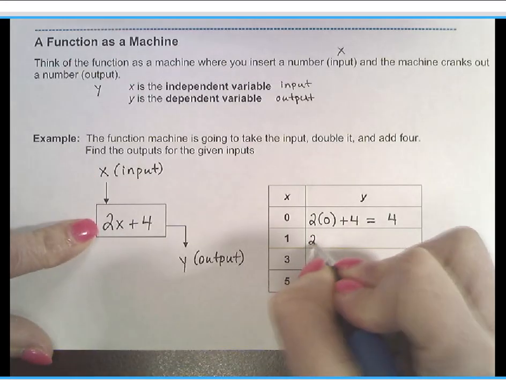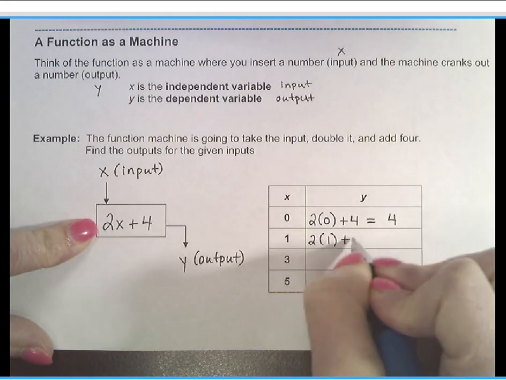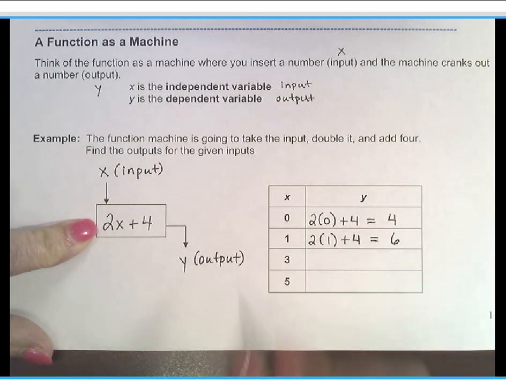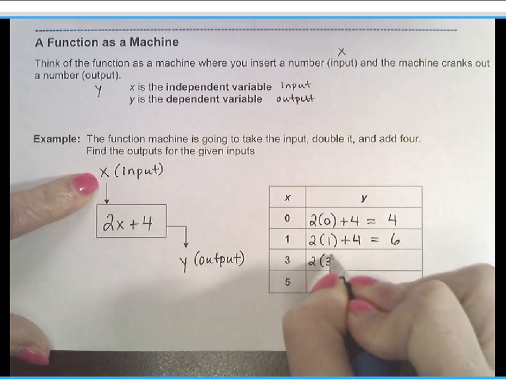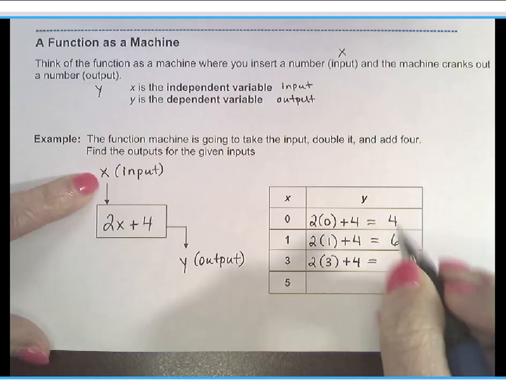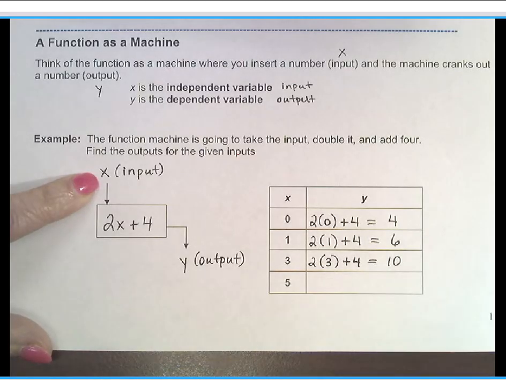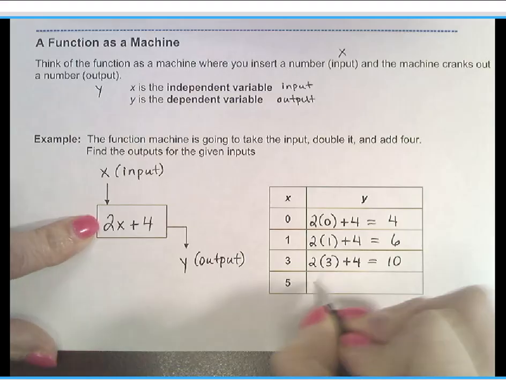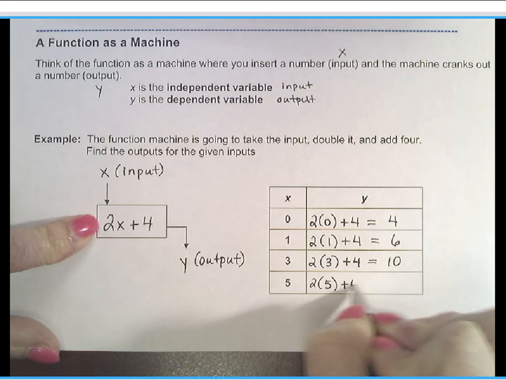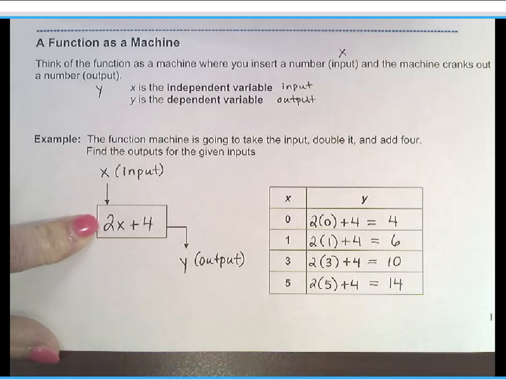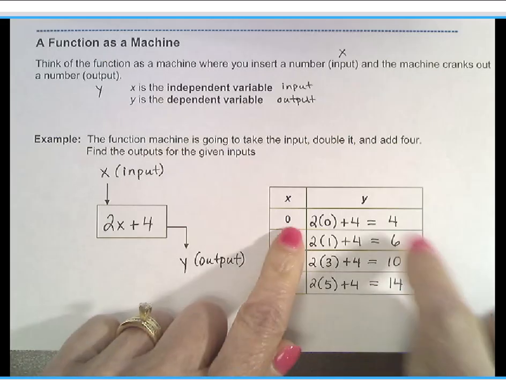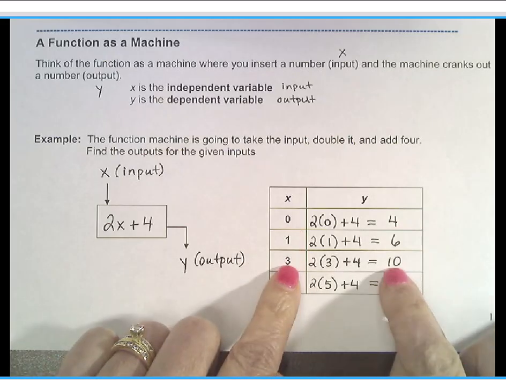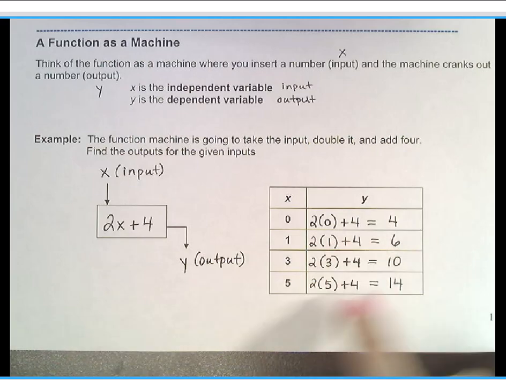If you put in 1, the machine is going to double it and then add 4, and your output would be 6. If you input a 3, the machine is going to double it and add 4, and that's going to give you 10. And then if you drop in a 5, the machine will double it and add 4, and you'll get 14. So you get these points, basically (0, 4), (1, 6), (3, 10), (5, 14), and those are all points that would be on that function if you were to graph them.